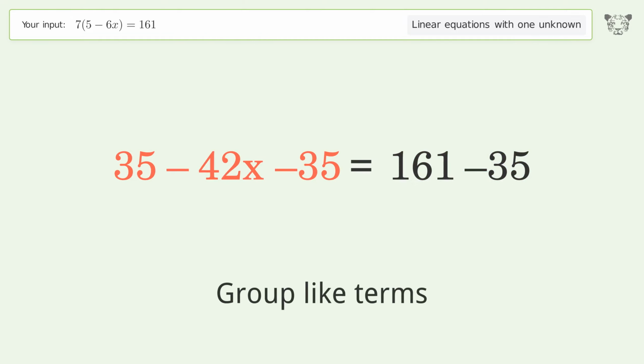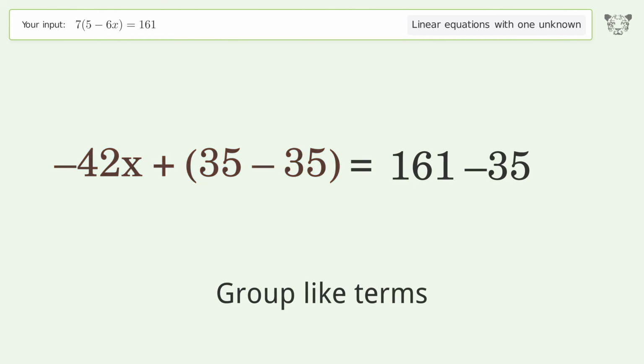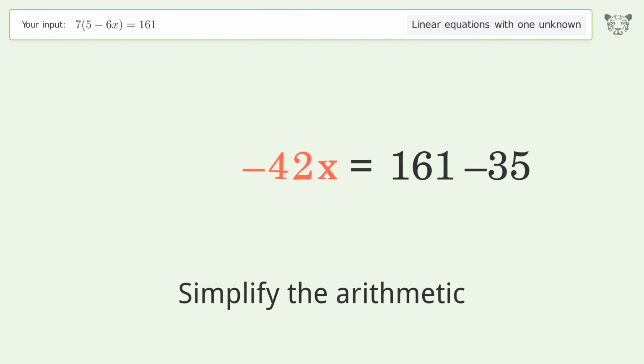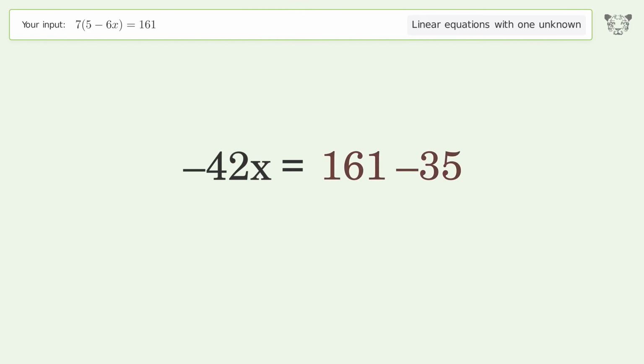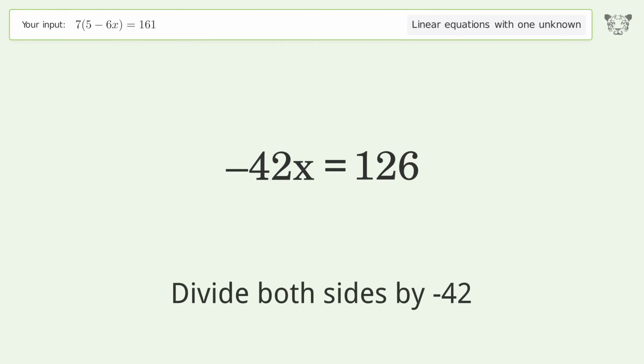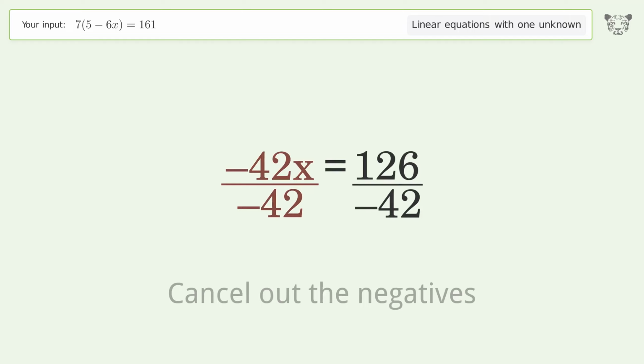Group like terms. Simplify the arithmetic. Isolate the x. Divide both sides by -42. Cancel out the negatives.